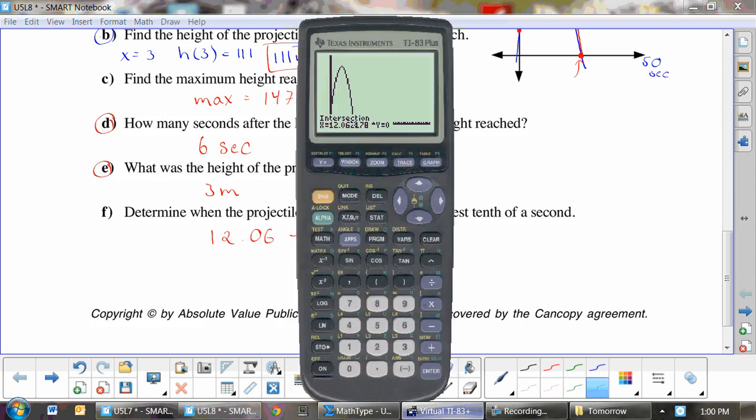Right, so I'll show you one more time. We go second, trace, intersect, and just make sure your little blinker, spider, cursor is close to the intercept you want it to be at, and then enter, enter, enter.